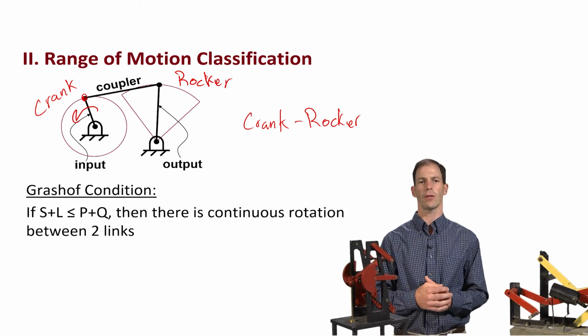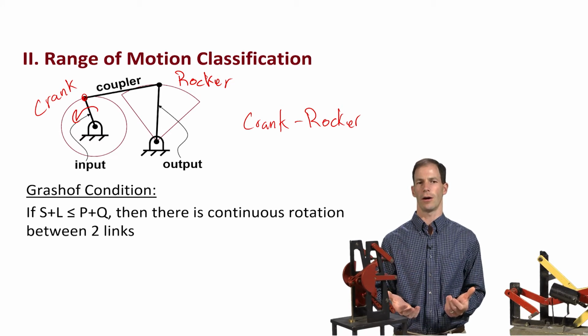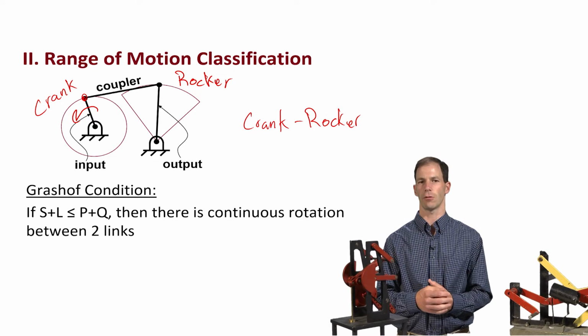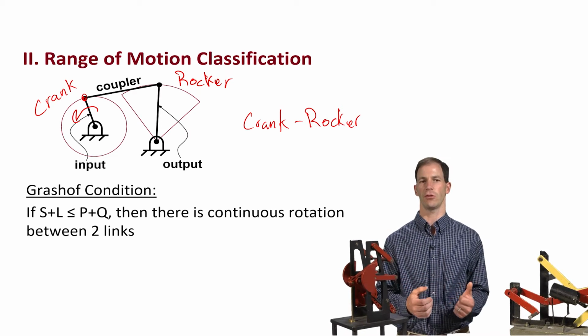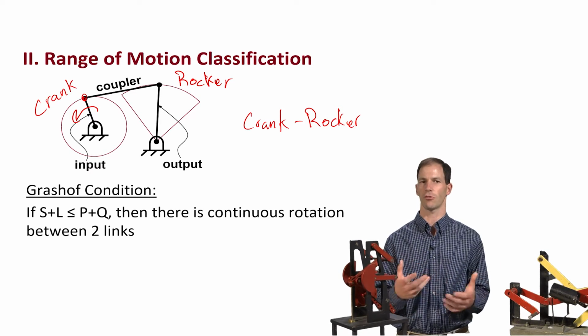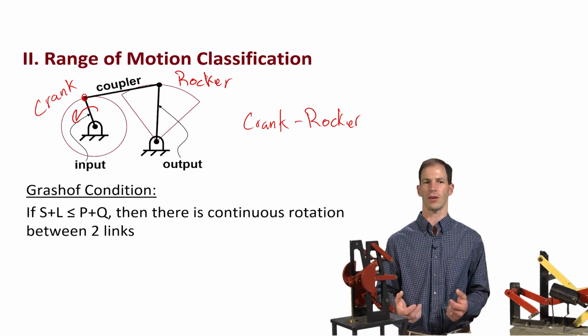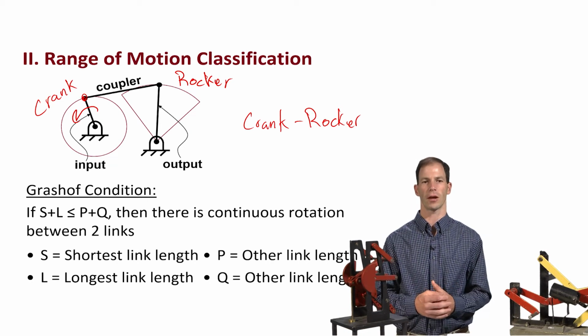So we have what we call the Grashof condition, which is just this inequality of S plus L being less than or equal to P plus Q. And if that's the case, then I have continuous rotation between two links. Okay, great. Continuous rotation that allows me to put a motor between them. But what is S, L, P, and Q? Well, these are simply the lengths of links in our mechanism.